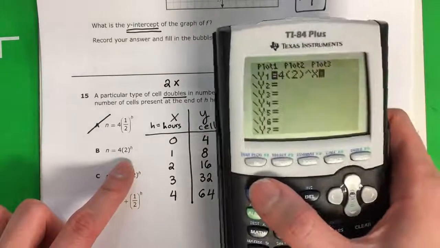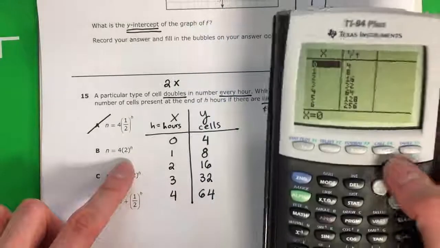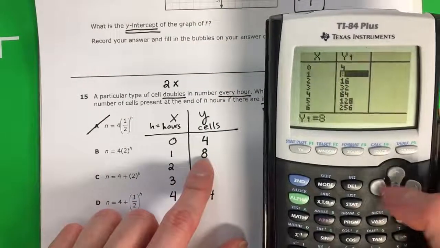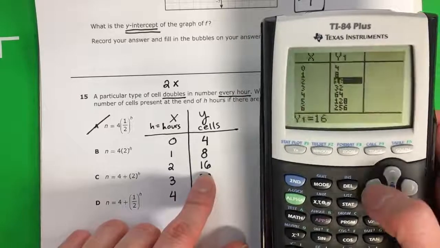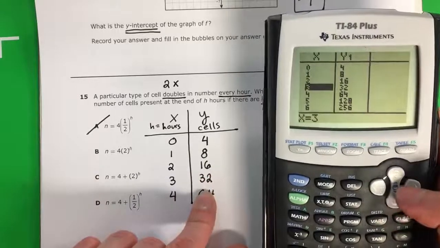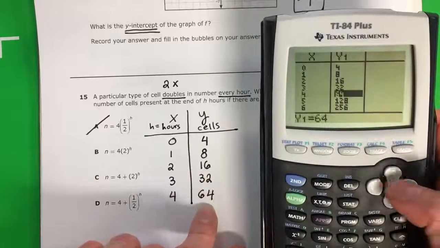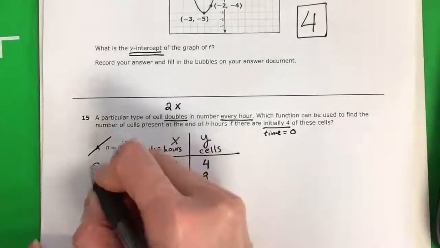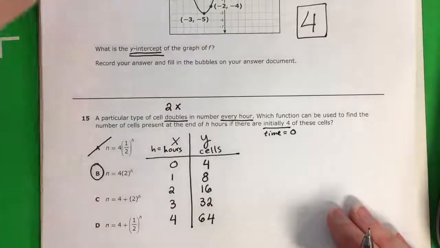Go to the table, second graph. Let's check. 0, 4, that looks good. 1, 8, that looks good. 2, 16, good. 3, 32. 4, 64. So this one's my answer. This B is my answer because it worked out.